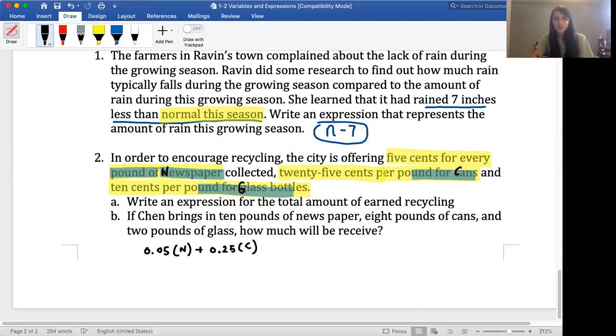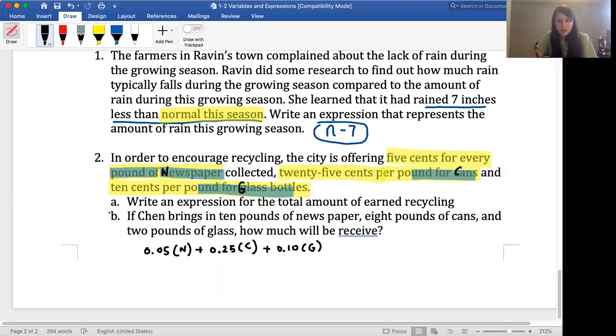And then 10 cents per pound for glass bottles. I'm going to add that to 0.10, 10 cents per glass bottle. And that is my expression. So if you didn't put the parentheses, that's fine. You could have just put 0.05N plus 0.25C plus 0.1G, and that would work.